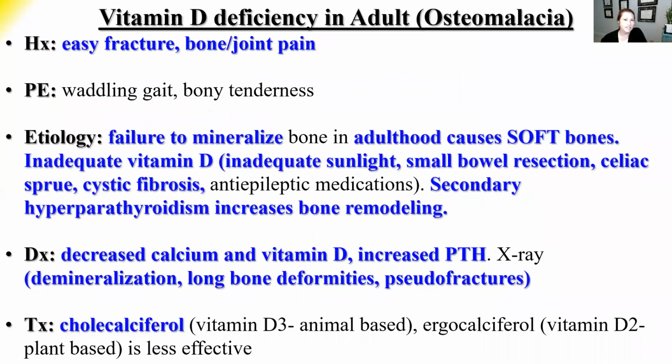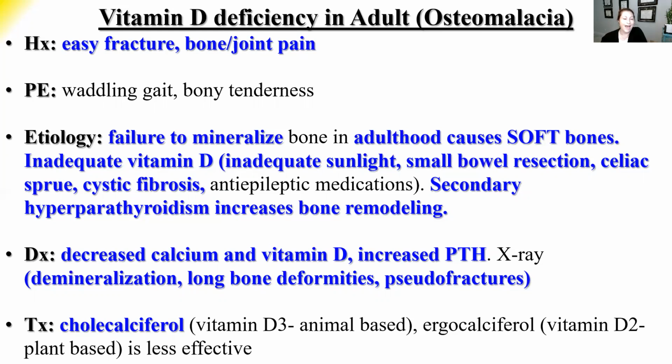If we have vitamin D deficiencies in adults, we call that osteomalacia. So this is not osteoporosis, which is brittle bones. This is softening of the bones. They may have a history of easy fracturing. Bone and joint pain are much less common complaints. Waddling gait, bony tenderness, depending on the severity of this. This is failure to mineralize of the bones in adulthood, which causes those bones to be soft and more likely to fracture with even minimal trauma.